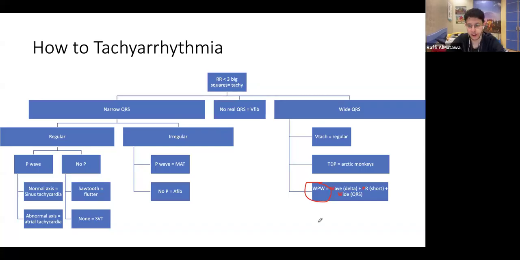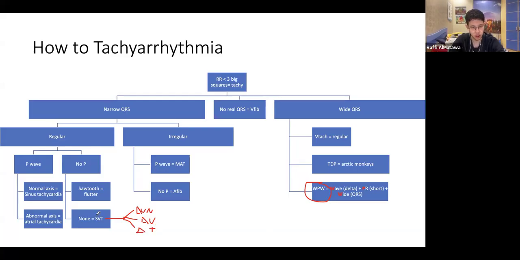Okay, I just want to clarify. First of all, welcome back, everyone. I want to clarify one thing about Wolff Parkinson White. First thing with SVT, there are three pathophysiologies that can cause supraventricular tachycardia: AVNRT, which is the most common, AVRT, and AT.